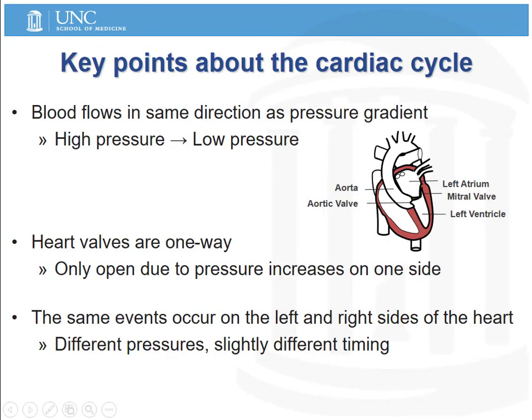When thinking about the cardiac cycle, it's important to consider that blood always flows from a region of high pressure to a region of low pressure. Next, the heart valves that separate the chambers are one-way valves, so they only open when there's an increase in pressure on one side of the valve. For example, the mitral valve that separates the left atrium from the left ventricle only opens when the pressure in the left atrium exceeds the pressure in the left ventricle, allowing ventricular filling to occur.